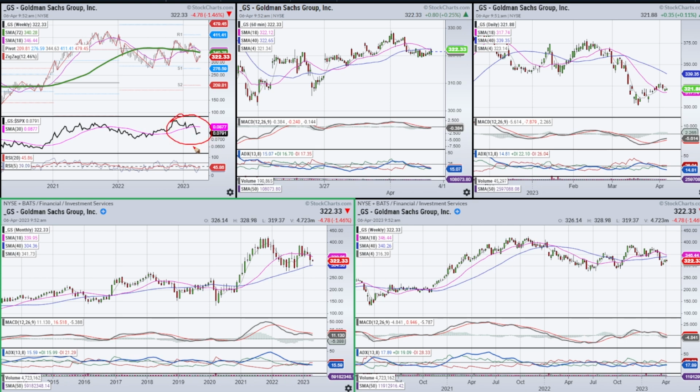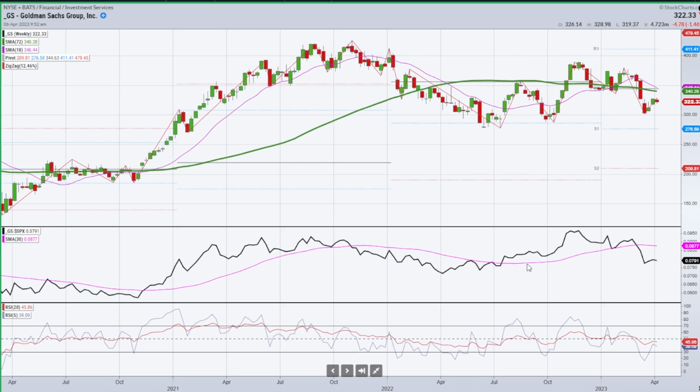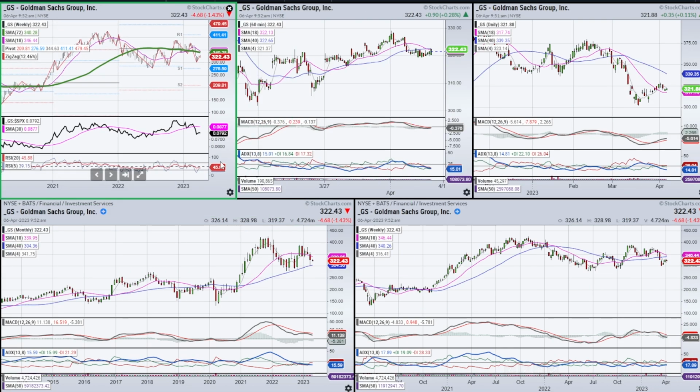Look at what the relative strength's doing here. So this is the total opposite. We're losing strength on a relative basis in the financials. So don't be in a big hurry to buy this. Again, if you want to trade it, I'd probably look to trade it if it got a little bit closer down to 300, and then you could maybe get a better bounce up towards 340, 350, something like that.